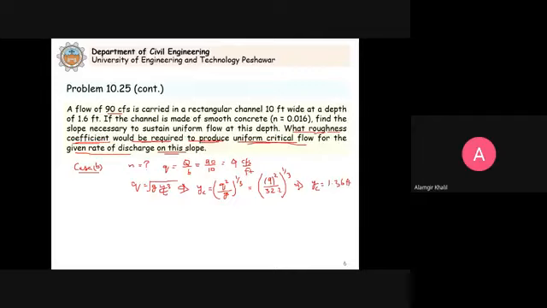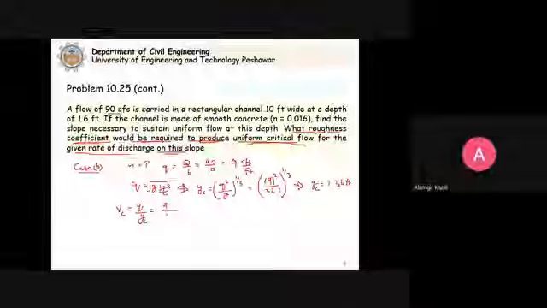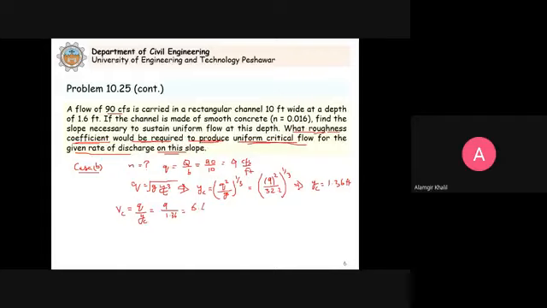1.36 feet. Now we can calculate the critical velocity. The critical velocity will be equal to the discharge per unit width divided by the critical depth. So this will be equal to 9 divided by 1.36. So this is equal to 6.62 foot per second. This is the critical velocity, 6.62 FPS.